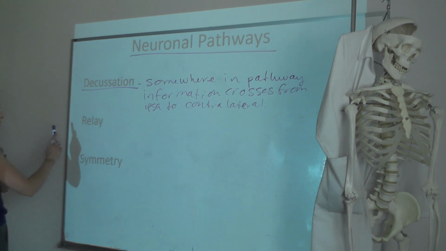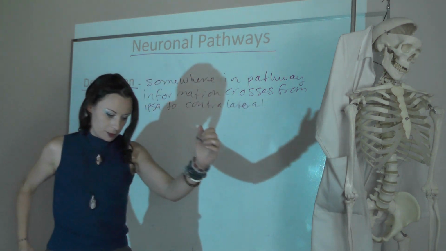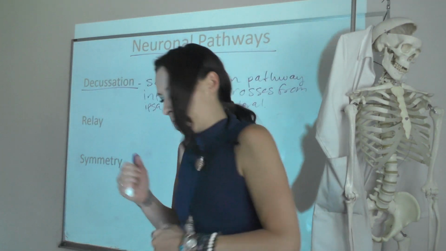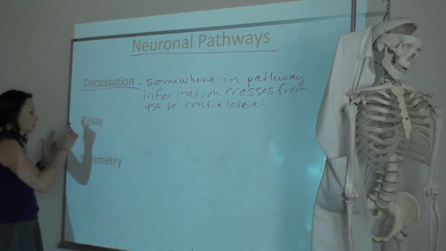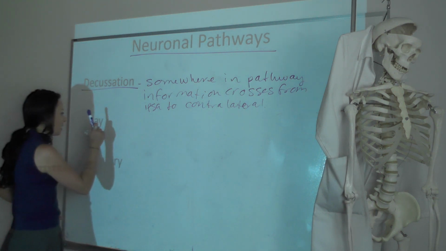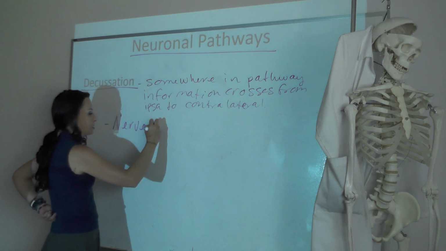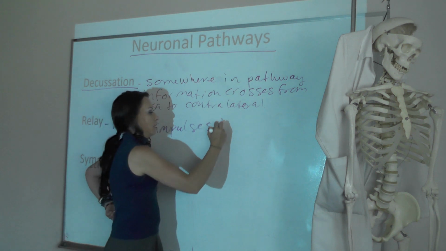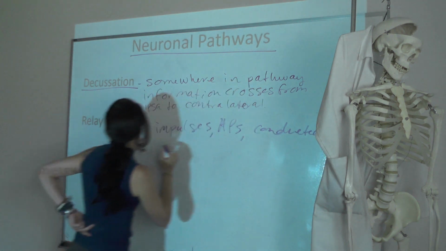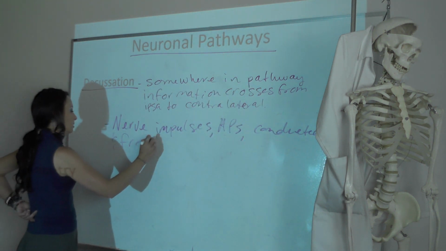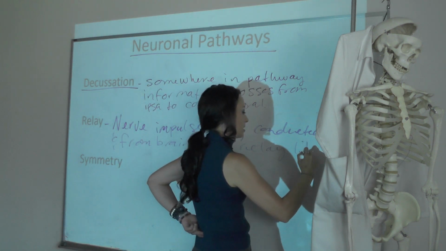The other thing to be aware of is that neuronal pathways act in a relay-like fashion. So you've seen relay races where the first runner runs the baton to the second runner and hands it off, runs the baton to the third runner and hands it off. That's how it works. We're going to conduct action potentials from one neuron to the next in a relay-like fashion. So we could say nerve impulses or action potentials are conducted to and from the brain in a relay-like fashion.